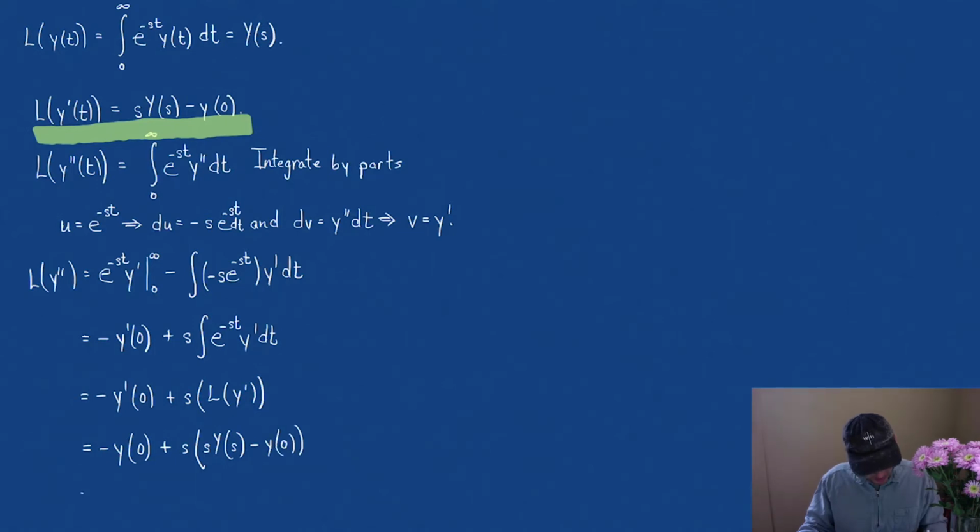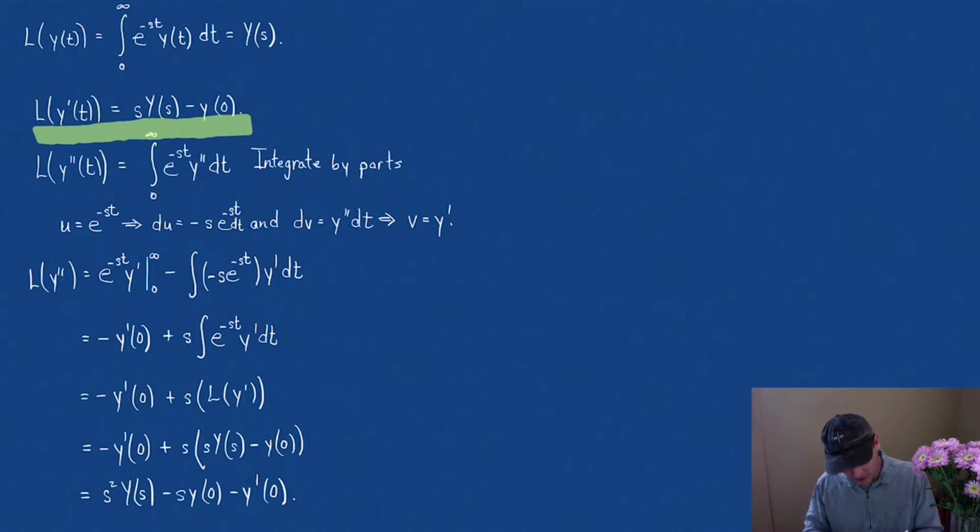And so the Laplace of y double prime can be written as s squared capital Y of s minus s times y of 0 minus, oops, there should have been a prime there, minus y prime of 0. Okay, so just for the heck of it, let's try the third derivative. Let's try the Laplace transform of y triple prime of t. There we go, y triple prime of t.